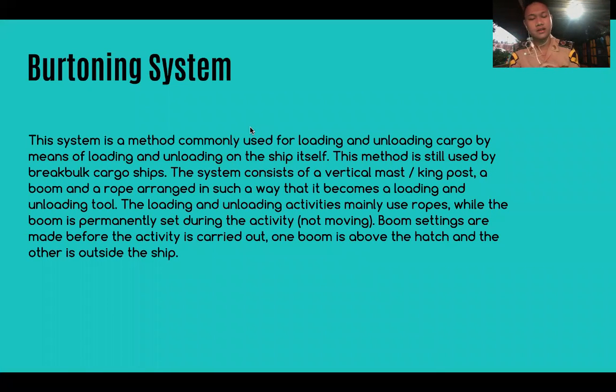This system is a method commonly used for loading and unloading cargo by means of equipment on the ship itself. This method is still used by big bulk cargo ships. The system consists of a vertical mast, working post, a boom, and a rope arranged in such a way that it becomes a loading and unloading tool. The loading and unloading activities mainly use ropes, while the boom is permanently set during the activity. Boom settings are made before the activity is carried out. One boom is above the hatch and the other is outside the ship.